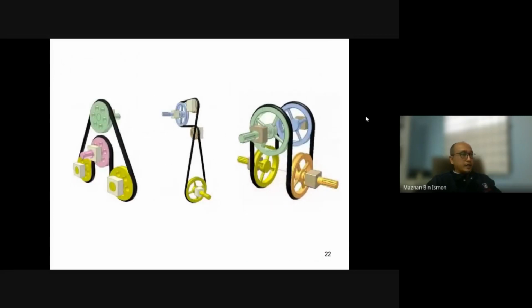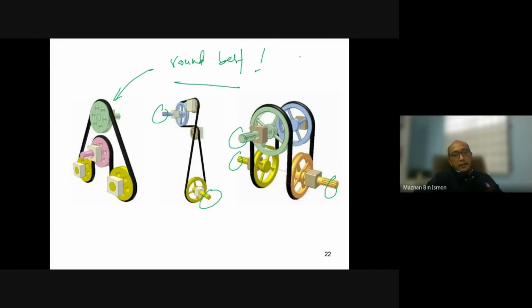Okay, this is another example of an application to change the input and output. Let's say this is input and output, or multiple outputs or whatever. For this arrangement, using a flat belt is very difficult. If you use a round belt, then it is easy to do this. With a flat belt, your belt will be twisted. So a round belt is easier.